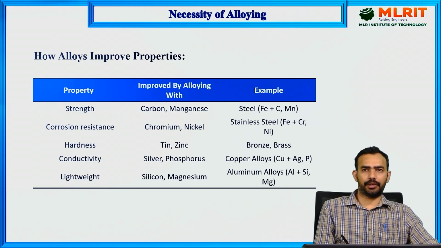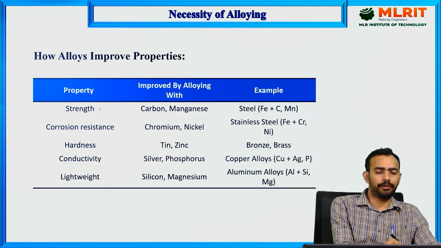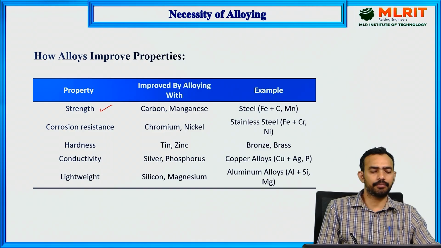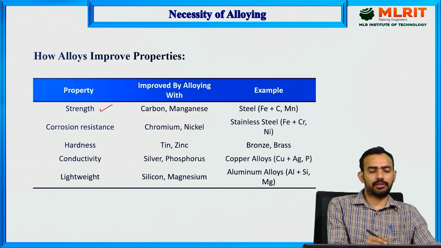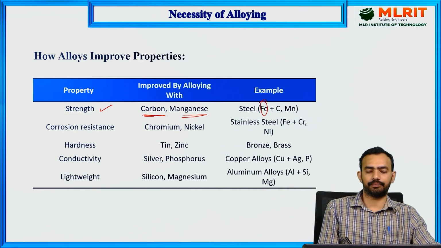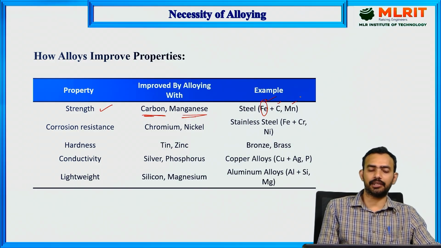How are we doing it, how are we improving the properties? Let us look at it case by case, briefly. If you look at the property strength, how are we improving it? With one example we will understand it. Strength is improved by adding carbon and manganese to a pure metal, iron in this example. For iron, by adding carbon and manganese, we improve the strength of the material.